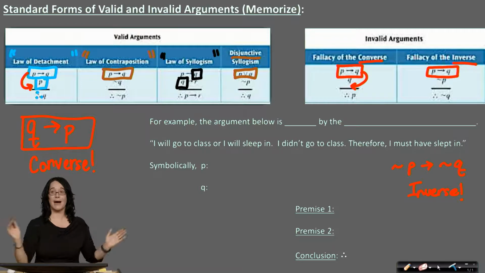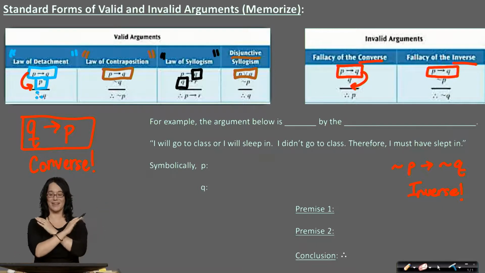If it was the contrapositive, however, that is equivalent to the original statement. So that's why law of detachment, valid. Fallacy of the converse, invalid.